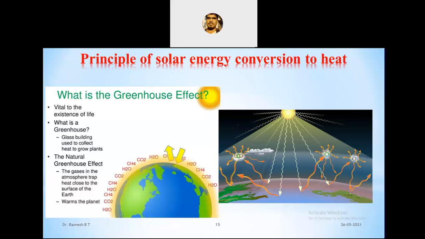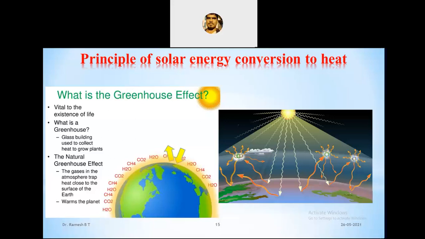Natural greenhouse means that instead of transparent glass, there is an atmosphere. It is a transparent atmosphere, and the atmosphere has so many gases, particles, water vapors, or liquid particles. Those particles in the atmosphere will absorb and trap the heat, and it helps to warm our planet. So this is what we call the greenhouse effect. This is the positive type of greenhouse effect from the sun.